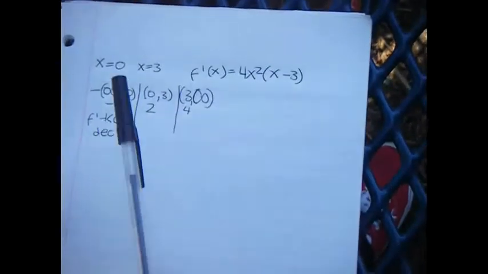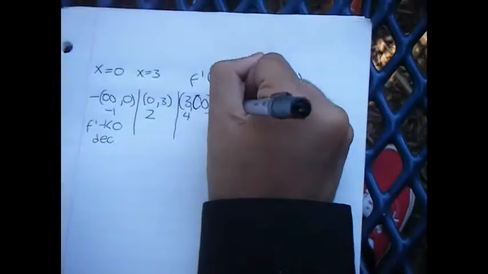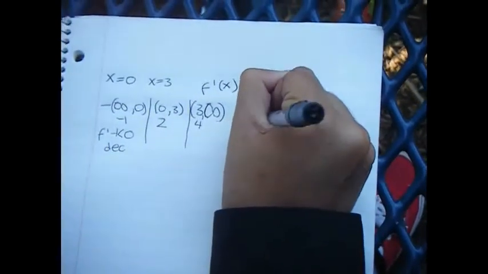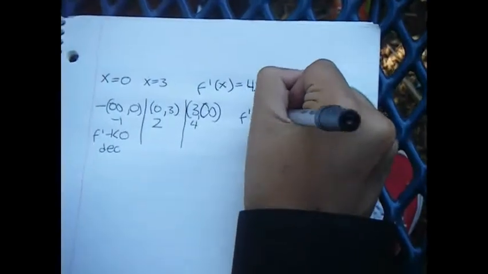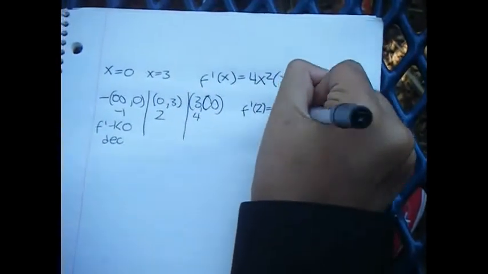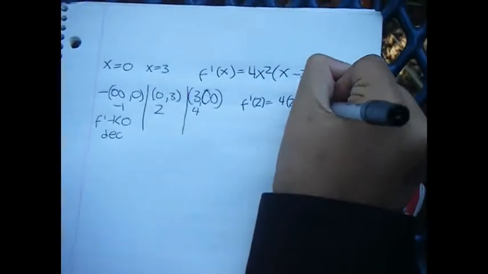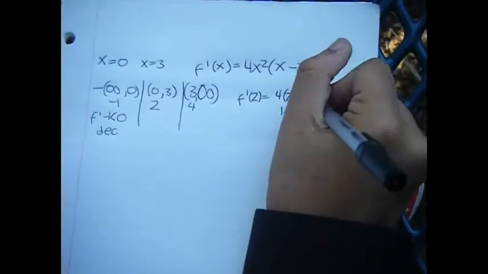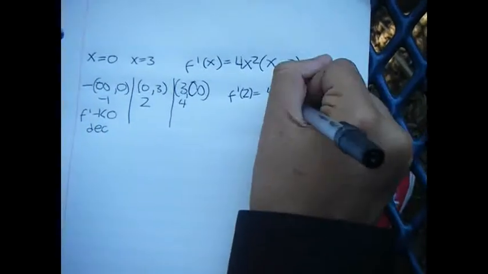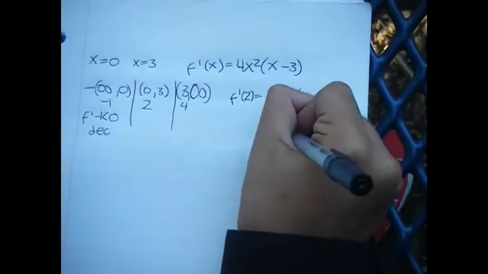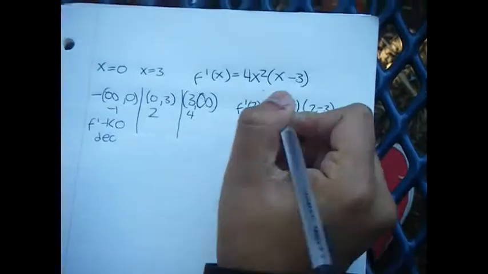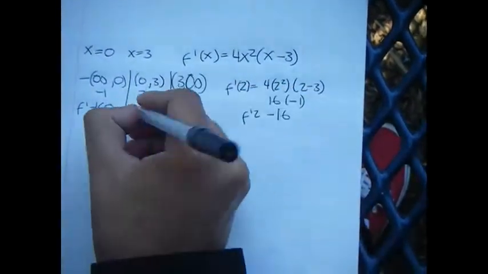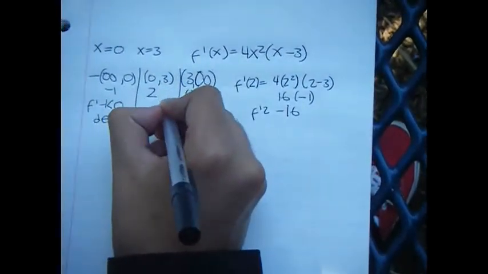Okay, now that we tested our first value, we've got to test the second one. So we plug 2 into the derivative. That would be 4 times 4, which is 16, minus 12 times 4, and so this is going to equal negative 16. Because the value is less than 0 right here, we know that the function keeps decreasing.